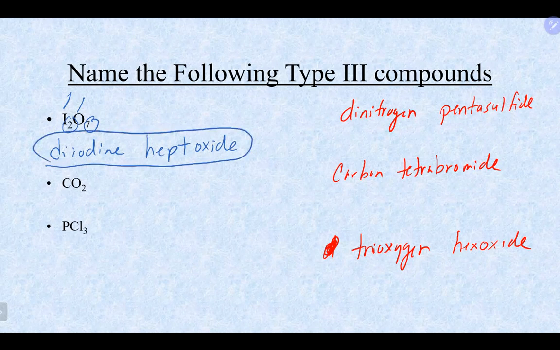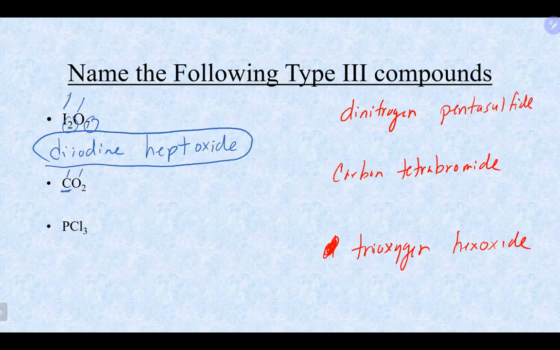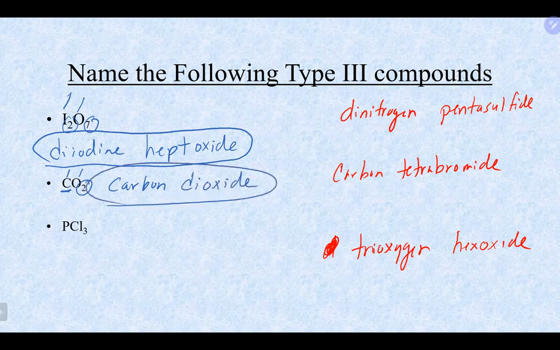And again, here the two I's are okay in this case. The C, which is a nonmetal, and the O, which is a nonmetal, again tells us it's type 3. We have one carbon. The prefix for 1 is mono, but we do not use it on the first name, so we'll just use the entire first name of the element, which would be carbon. The prefix for 2 is di, and again, we give the oxygen the IDE treatment at the end.